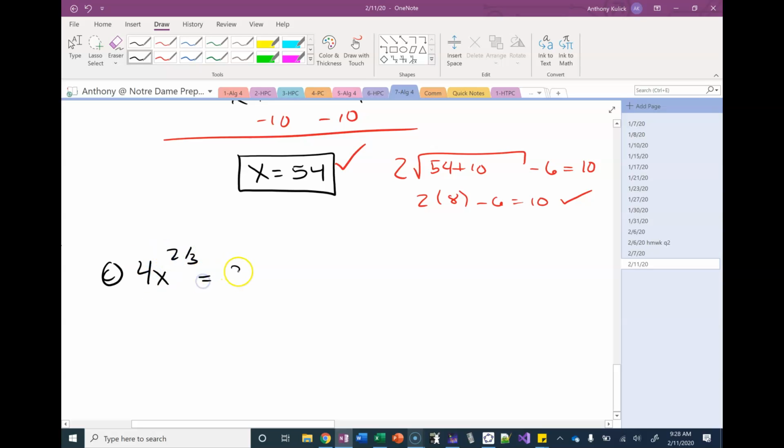What if we have 4x to the 2/3 is equal to 36? What's the first thing I'd want to do here? Well, I want to get the x by itself. So I should divide by 4, right? We're trying to isolate the radical. In this case, the radical is that fractional exponent.